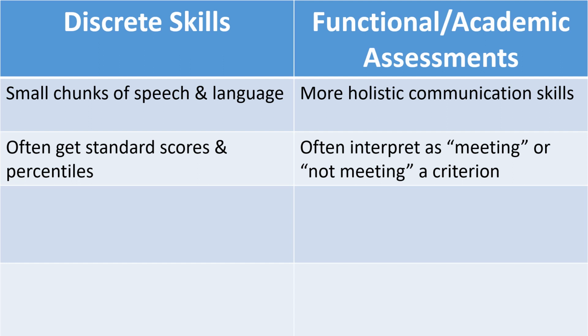Because they are highly standardized, they lend themselves well to norm referencing. We often get standard scores and percentiles, and this gives us the ability to quantify a student's performance and compare them to their peers and see their relative standing. Our more functional and academic assessments, on the other hand, are typically interpreted as meeting or not meeting a certain criterion. That's why these are often called criterion reference assessments.